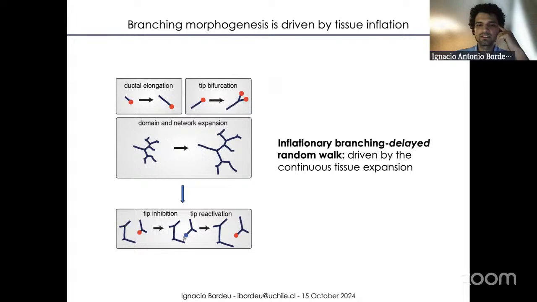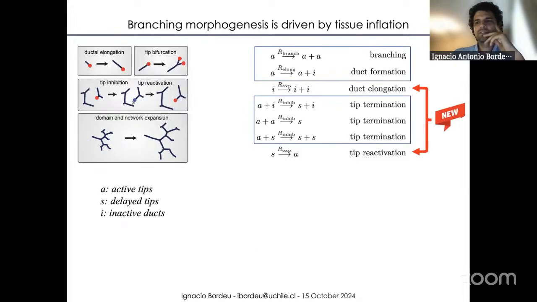Yeah, so it's a bit of a change in the dynamics. If we think of these reactions that I was showing earlier, now we have tips that can bifurcate. This is the same as earlier. We have tips that deposit inactive ducts. This is the same as earlier. We have these inhibition processes, which is the same as earlier. The only difference now is that you have a new letter here.